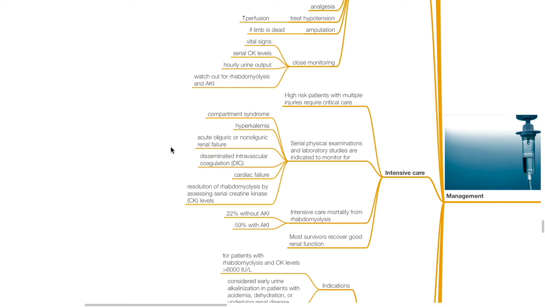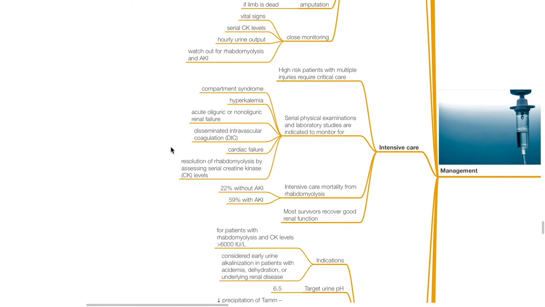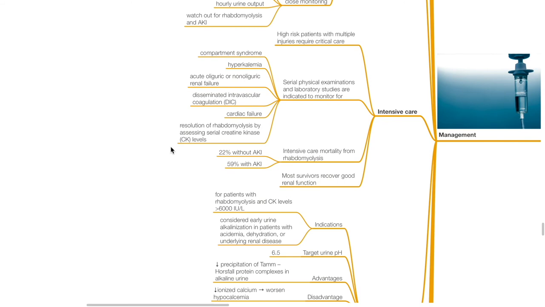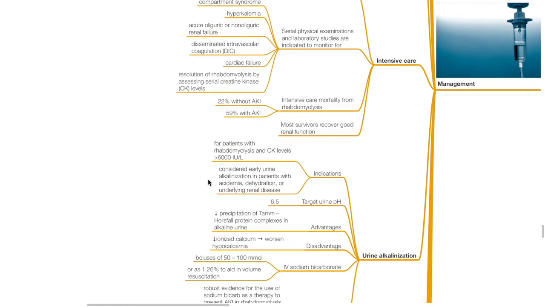Serial physical examinations and lab studies are indicated to monitor for complications of rhabdomyolysis, such as compartment syndrome, hyperkalemia, renal failure, DIC, and cardiac failure. Resolution of rhabdomyolysis can be done by assessing serial CK levels. Most survivors recover good renal function.